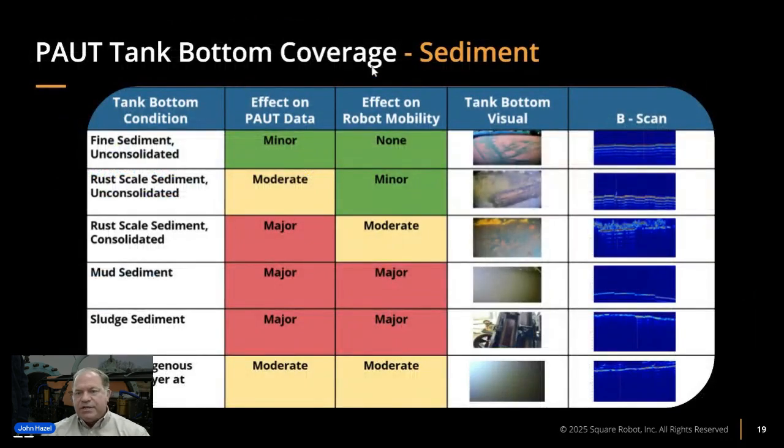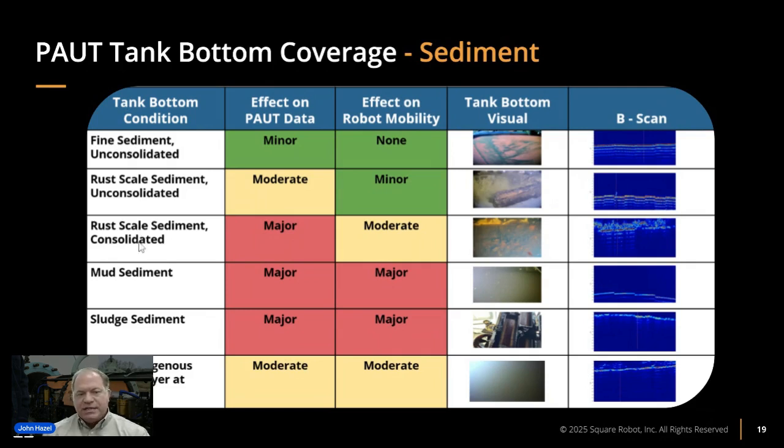A couple of the different scenarios and what is the overall impact that we're going to see on a tank. Fine sediment and unconsolidated. With our B-scan here, you can see nice, steady lines, and that's multiples of the tank bottom thickness that you see there. Would be no issue for us. Rust, scale, or sediment, unconsolidated here. Again, a moderate impact on the PAUT and minor impact on the mobility. And as you can see, the B-scan starts to become a little noisier, but still measurable and still usable data.